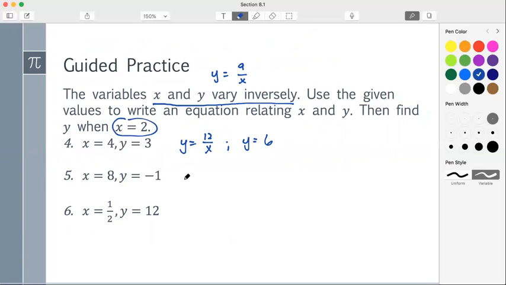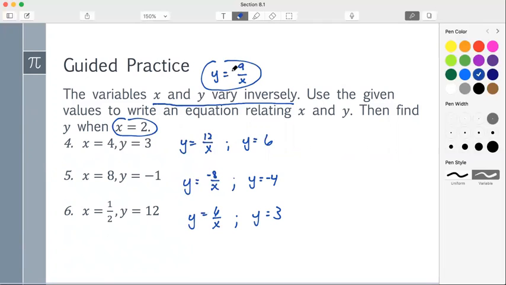For number 5, you should have y equals negative 8 over x, and then solving for y, you get y equals negative 4. For number 6, you get y equals 6 over x, and then solving for y, you get 3. In each case, I'm starting with the generic equation, plugging in the x and y, solving for a, and then going back and plugging in my x value to solve for y.